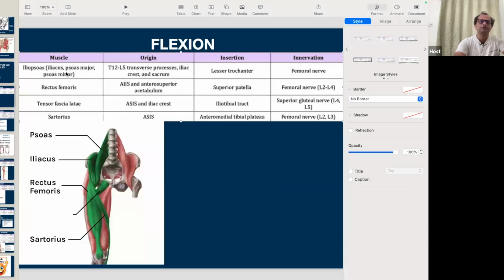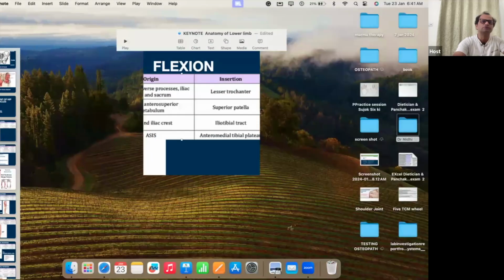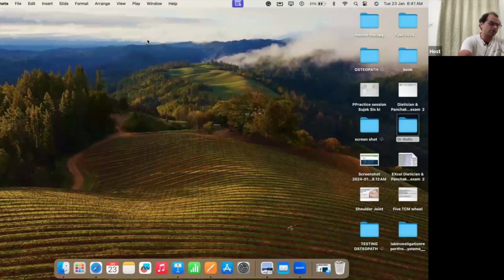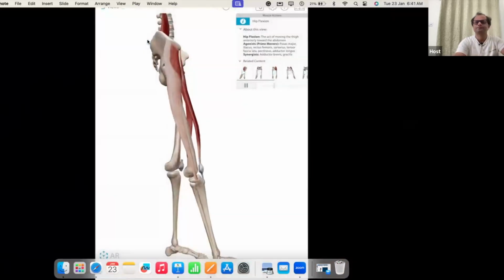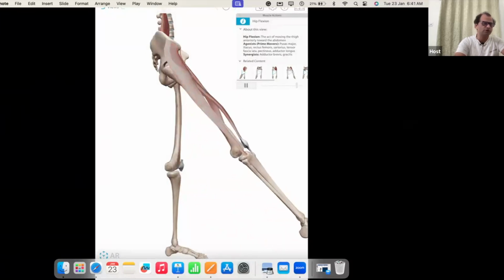So mainly we can see the flexion is by the iliopsoas muscle. Iliopsoas, as we discussed earlier. The flexion of the hip is mainly done by iliopsoas. So we have to remember our main muscle, that is iliopsoas. So look at this image. This is the flexion movement of the hip joint.